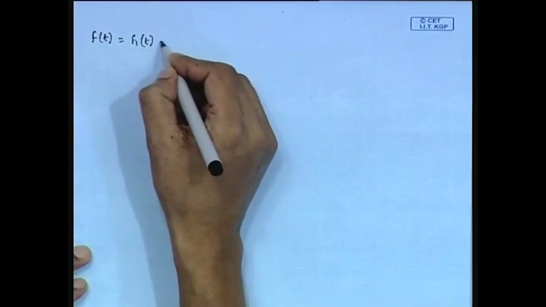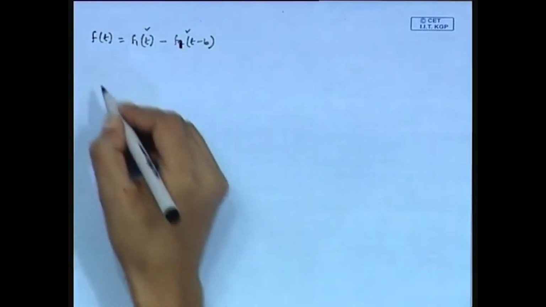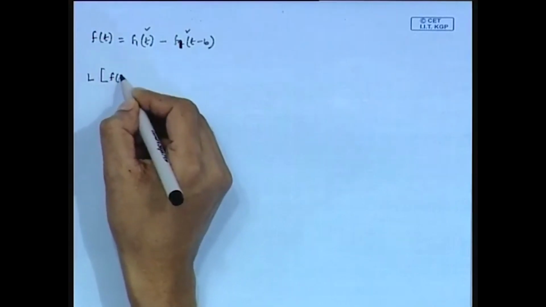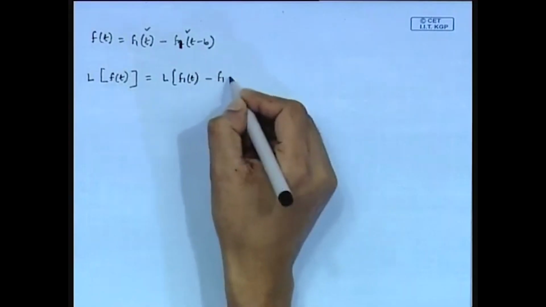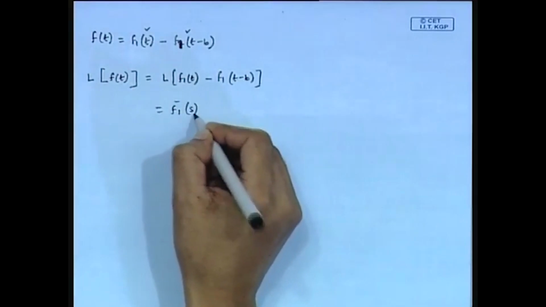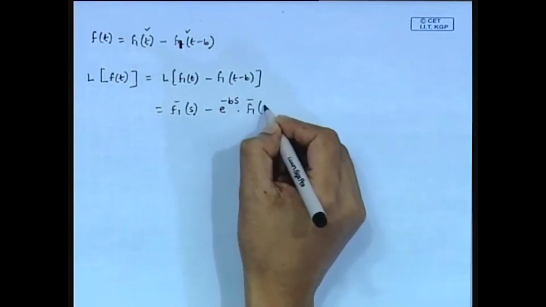f1 t minus f2 t minus b. See, minus sign is included here because for f1 function we have considered the increase of step, but for the second function we have considered the decrease of step. That is why negative sign for f2 and positive sign for f1, fine. Now, we will take Laplace transform of ft. So, Laplace transform of f1 t minus f1 t minus b, this is equal to f1 bar s, and for this we can write e to the power minus bs f1 bar s.